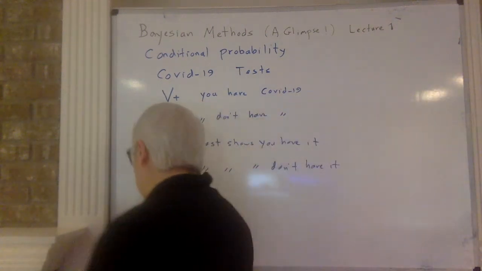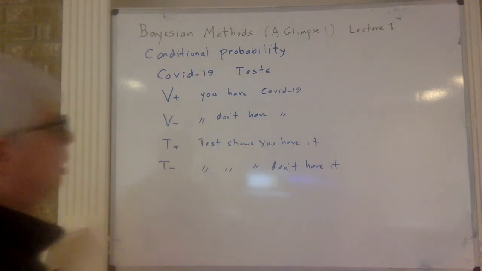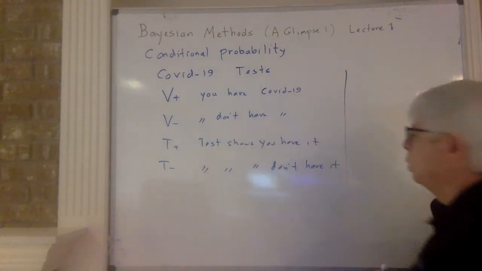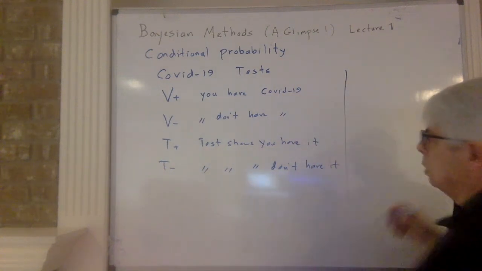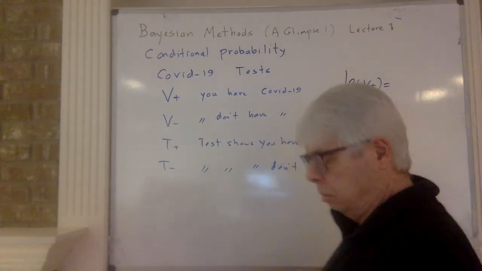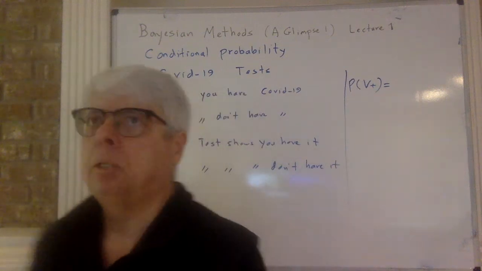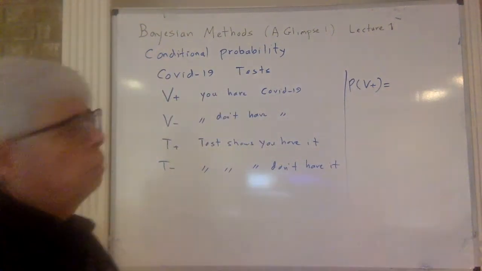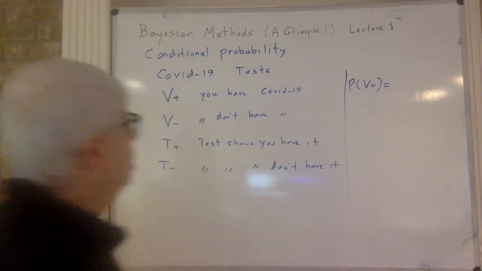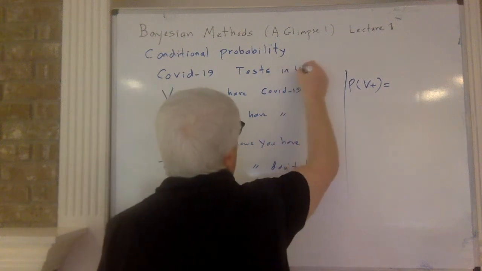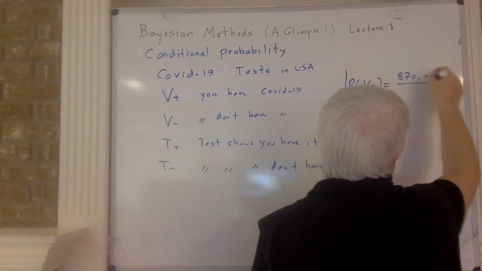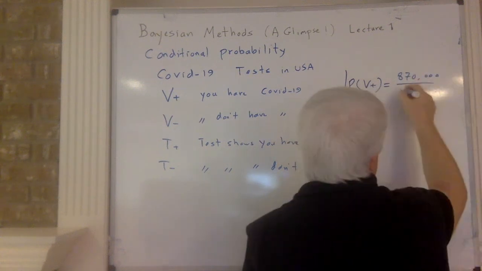So what information do we have? I'm not saying the information is correct, because it's hard to gather data on that. But we probably know P of V. I think in the news yesterday it was like 870,000. So that might be 870,000 over the population of the United States, the USA, not the world. What's the population of the United States?